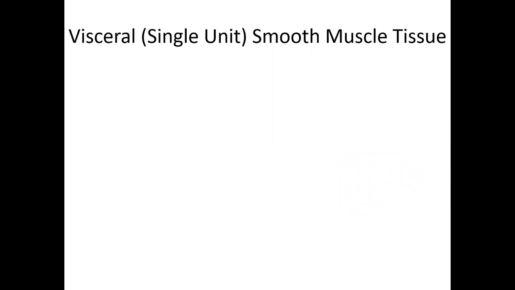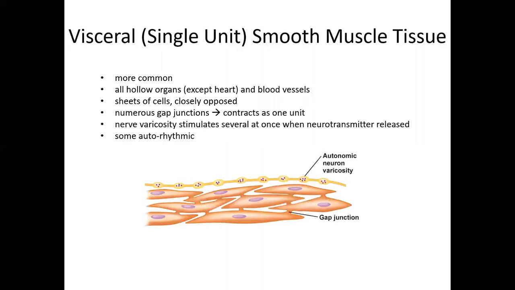So as the name implies, it's a single unit. In other words, everything's happening at the same time. And as the other name implies, it's found in viscera. Of the two types, this by far is the more common. It's in all of those hollow organs and blood vessels, excluding, of course, the heart, because that's cardiac muscle.